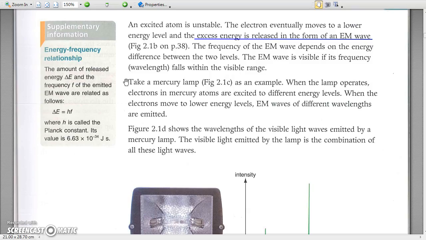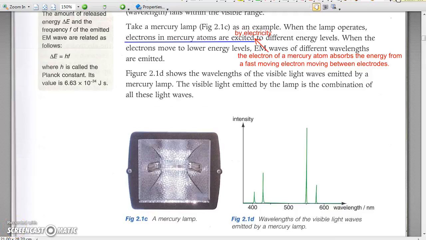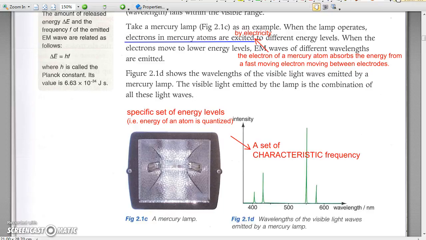In a mercury lamp, mercury atoms are excited by electricity. An electron in a mercury atom absorbs the kinetic energy of a fast-moving electron moving between the electrodes, and then the atom is excited. The electron of the mercury atom moves to a higher energy level. Energy will be released when the electron returns to the lower energy state. As there is a specific set of energy levels in an atom, there is a specific set of frequencies for the EM wave released due to electron transitions.